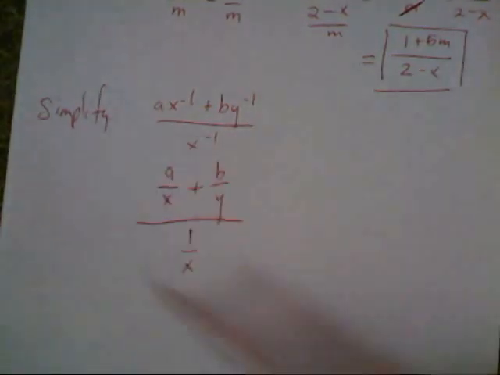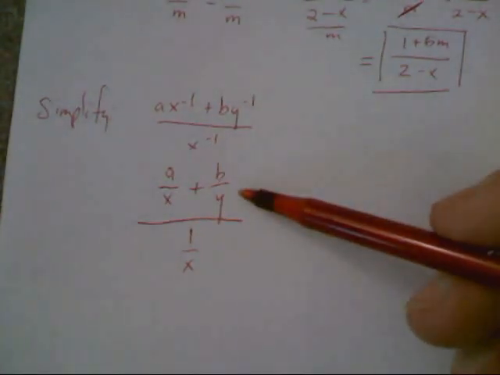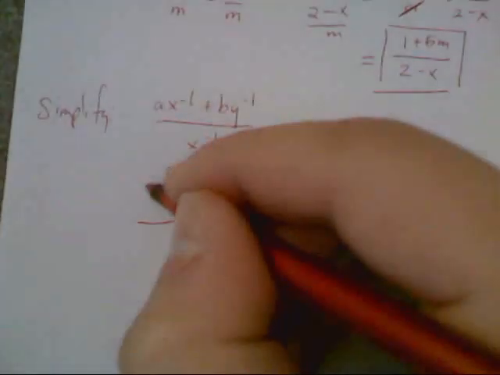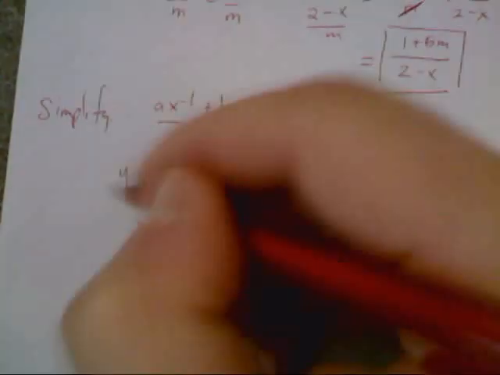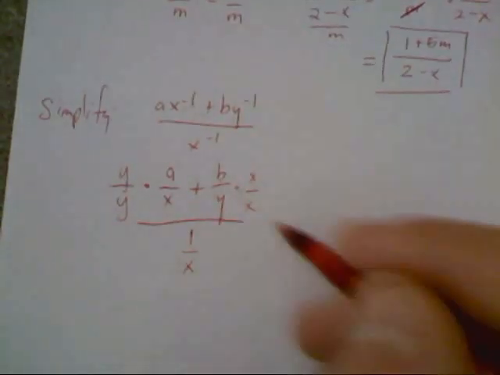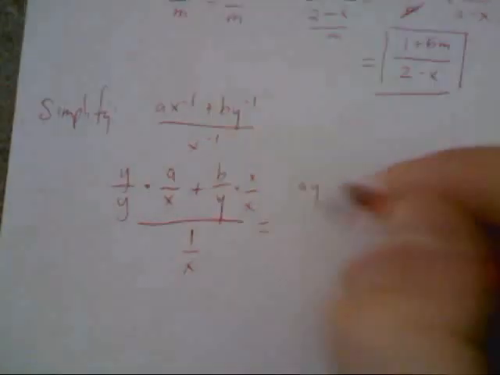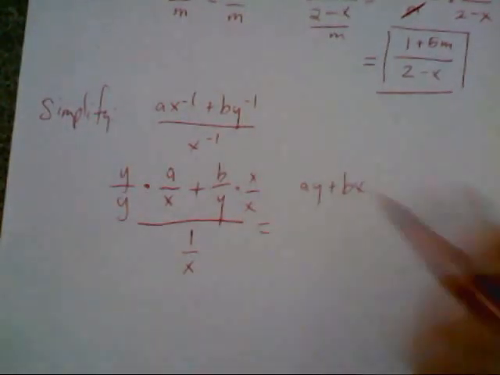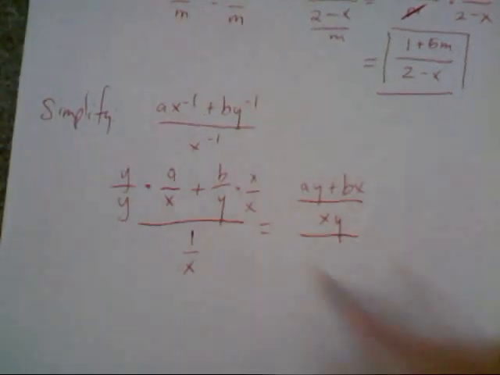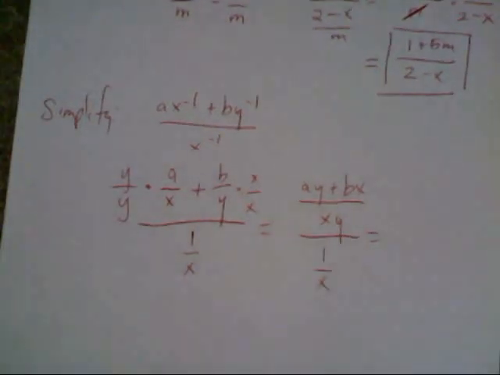Hopefully once we get to here, you say that looks familiar. What do we need to do on top? Common denominator. Multiply by. Good. Y over y. Multiply by. What should that simplify to? Good. AY plus BX over XY. And our denominator still is 1 over X. Next step.